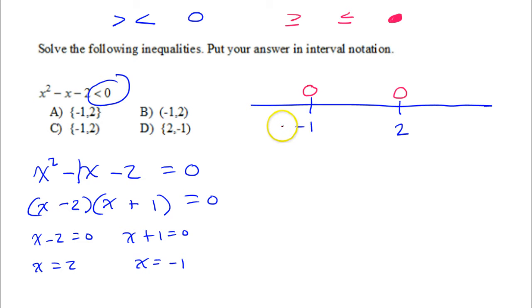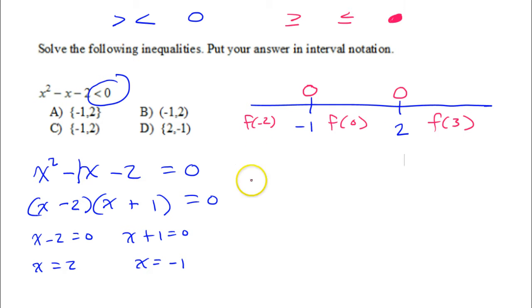Now I need to pick a value to the left of negative 1. I could pick anything to the left of negative 1. I'm just going to pick negative 2. I need to pick something between negative 1 and 2 as a test value. I'm going to pick 0. And I need to pick something to the right of 2. Okay, I'm going to pick 3.